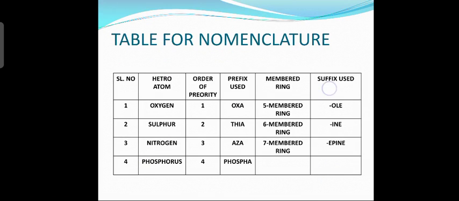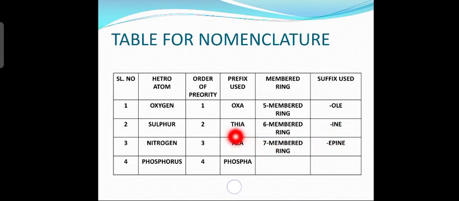Now here is a table for nomenclature. Suppose you have oxygen as a heteroatom. Order of priority is 1, the prefix is oxa. If it is a 5-membered ring, the suffix must be ole. If you have sulphur, then it is the second priority, and the prefix is thia. If it is a 6-membered ring, then the suffix must be ine.